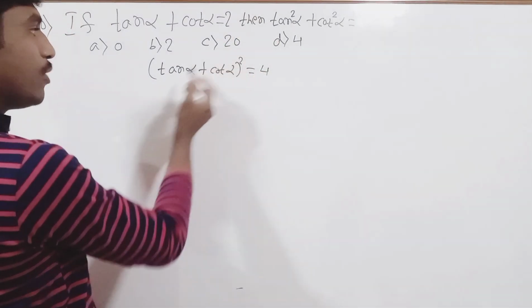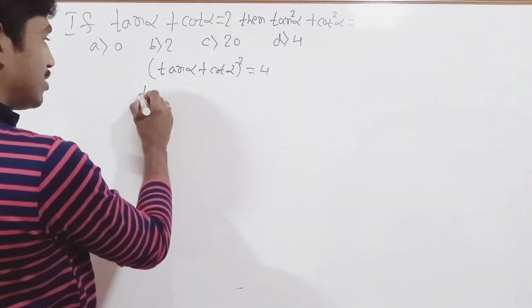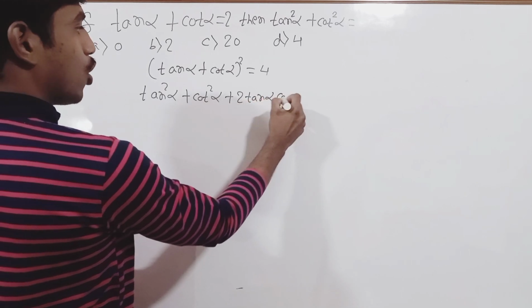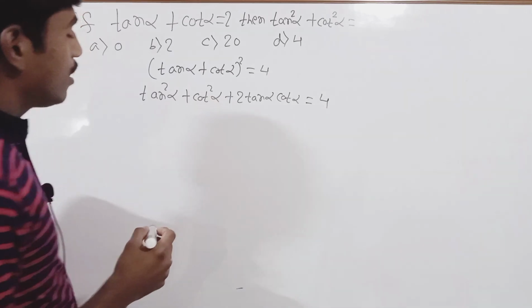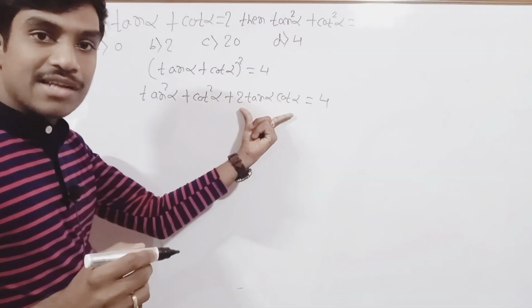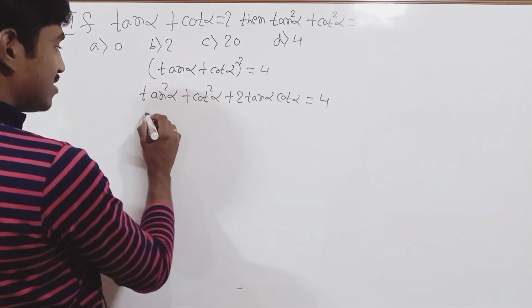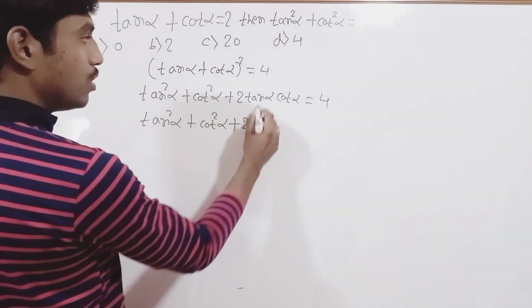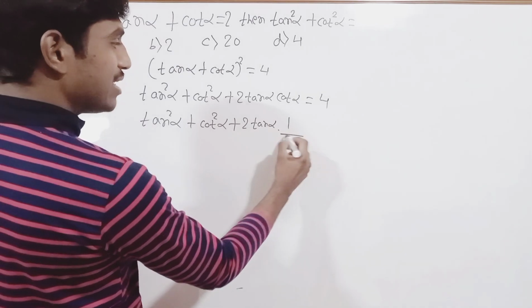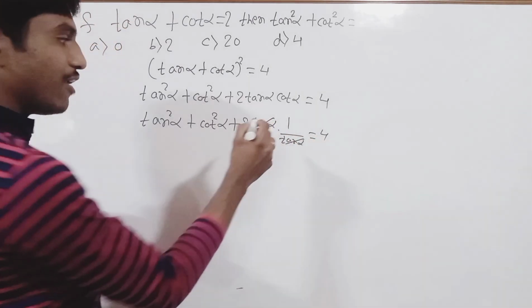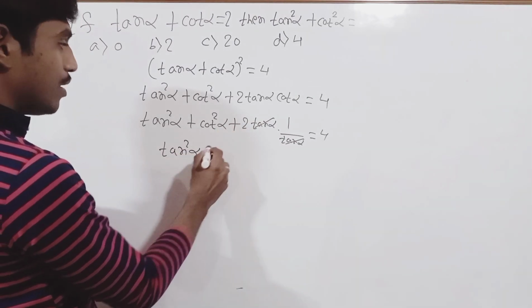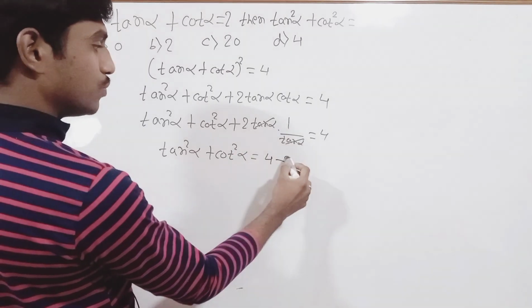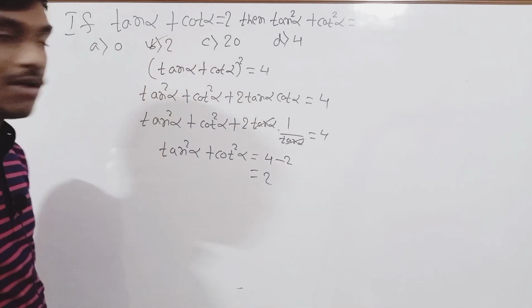Now this is in the form (a plus b) whole square. So we know that it is a square plus b square plus 2ab. So tan square alpha plus cot square alpha plus 2 tan alpha cot alpha is equal to 4. Here we want only tan square alpha plus cot square alpha. We don't want this term, so we will try to eliminate this. How? In place of cot alpha we will write 1 by tan alpha. That is tan square alpha plus cot square alpha plus 2 tan alpha into 1 by tan alpha, which is equal to 4. Here tan alpha gets cancelled. So tan square alpha plus cot square alpha equals 4 minus 2, which is equal to 2. So the answer is option B, which is 2.